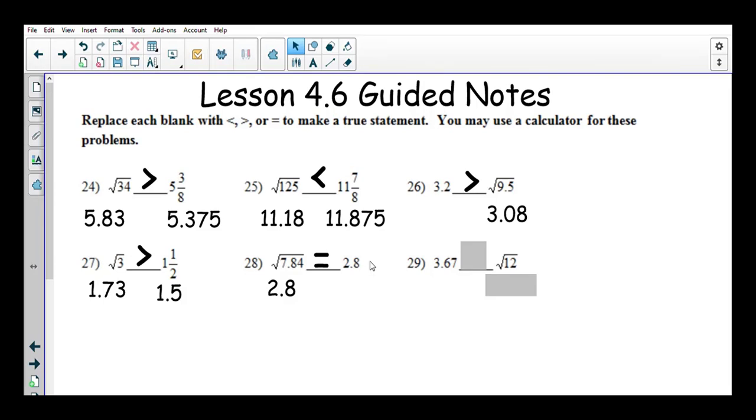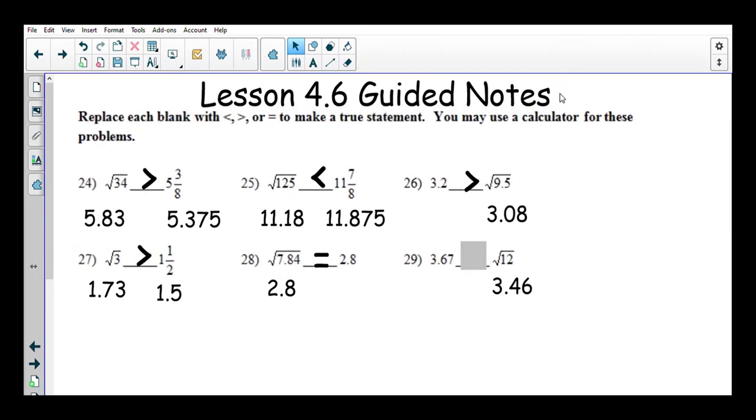Now, if this was 2.8165, it would not be equal. So we would just want to be very careful there. Last one of these, number 29, square root of 12, and I plug it into my calculator, is going to give me about 3.46. So 3.67 is going to be, once again, greater than the square root of 12.